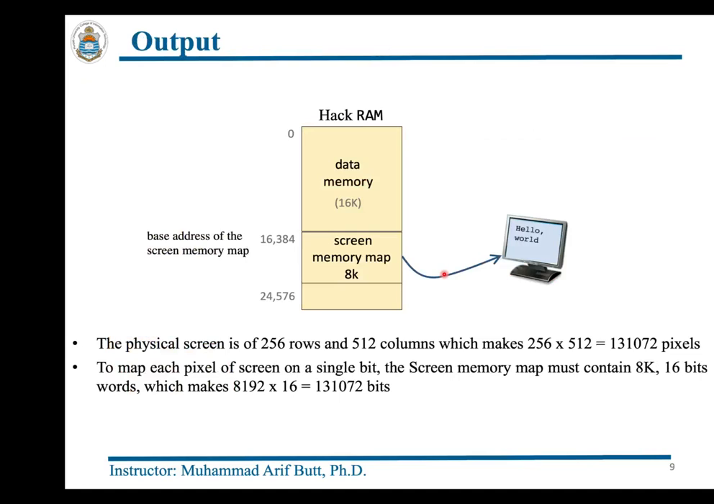And this slide shows you the bigger picture again. This is the bigger RAM chip, the Hack RAM chip of 32K words. The initial 16K words up to address 16384 are for data or general purpose usage. Then we have the screen memory map of 8K words, and note the base address, which is 16384. And whenever we want to write to the screen, we actually write to this screen memory map and then we refresh.